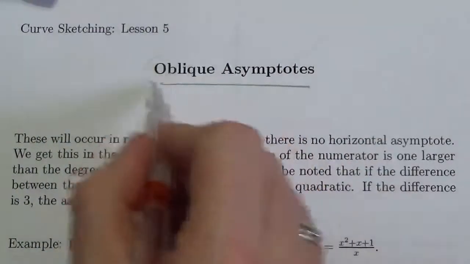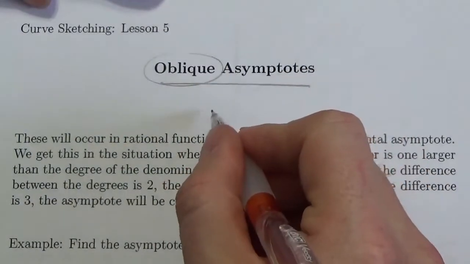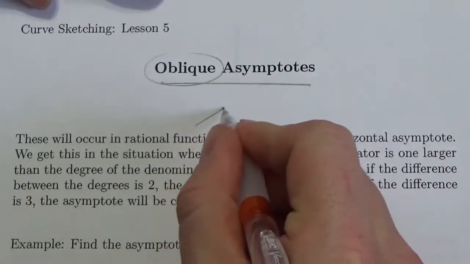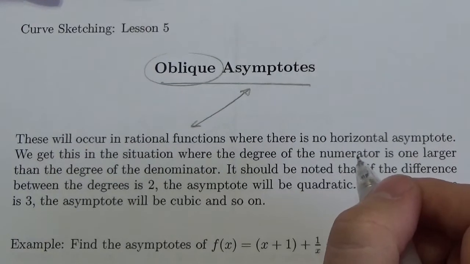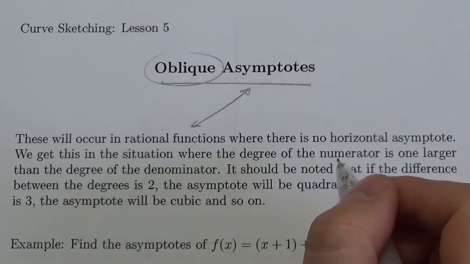Now, probably need to explain the word oblique just really quickly here. Oblique simply means that it's not going to be horizontal, it's not going to be vertical, it's going to be off at an angle like that. Now, oftentimes people want to call that a diagonal asymptote, but actually that's not quite the right word.